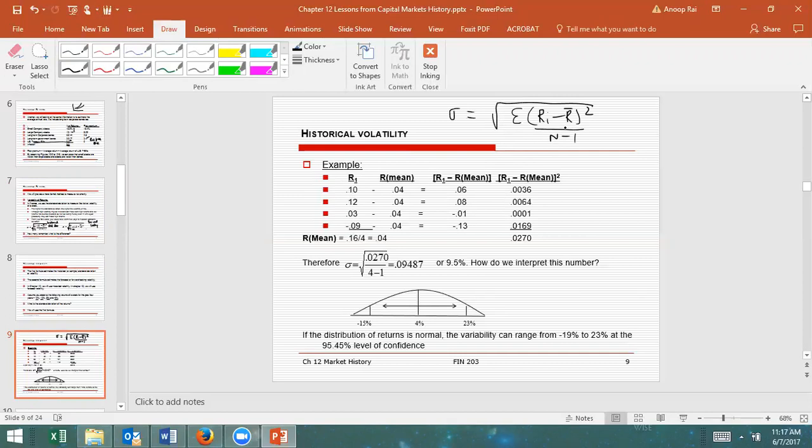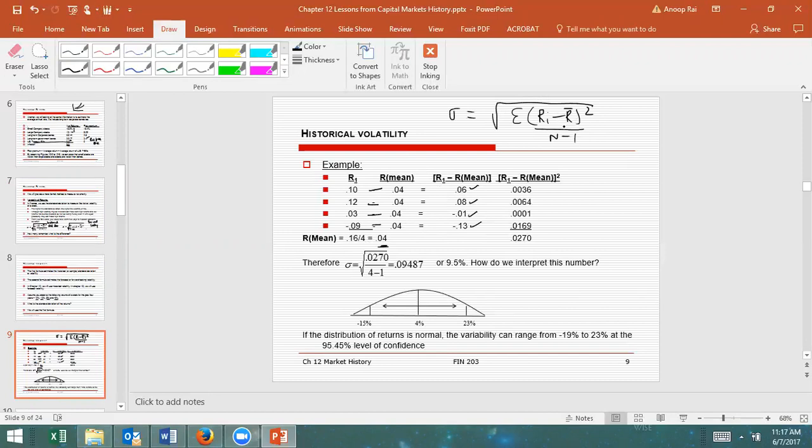So what should I do first in the formula? I should subtract it from R bar. What is R bar? R bar is the mean. So the mean is 10 plus 12 plus 3 is 25 minus 9 is 16 divided by 4. So the mean return is about 4%. So I'll subtract 0.10 minus 0.04, 0.12 minus 0.04, 0.03 minus 0.04, and -0.09 minus 0.04. And I will get 0.06, 0.08, -0.01, and remember, -9 minus 4 is -13.